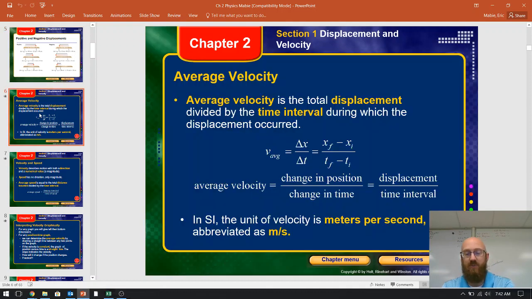All right, average velocity. Good equation to have. It's just the distance you went over the time it took you to get there. So the change in distance, delta x over delta t, where delta x is xf minus xi, the final location minus the initial location, and delta t is time final minus time initial. Your label should be meters per second, or m over s.